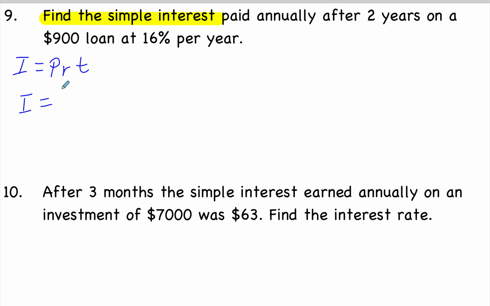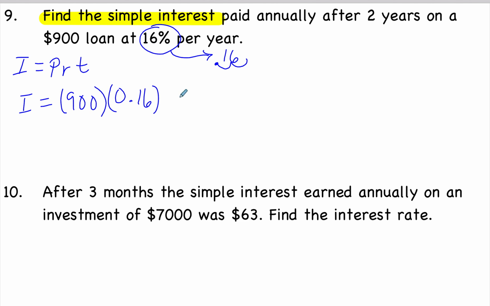I is equal to, what is the principal amount? That's $900. That's that lump sum, right? $900. What is the rate? The rate is 16% per year. So we've already got it as an annual rate, but we need to change it from a percent to a decimal, okay? So 16%, remember we can just move the decimal 2 places to the left. So 0.16 as a decimal is the rate. And how much time? Time is 2 years, so we multiply by 2. Our time always needs to be in years.